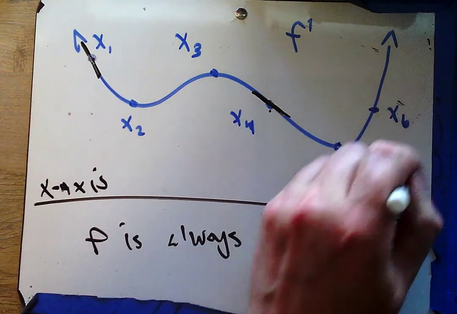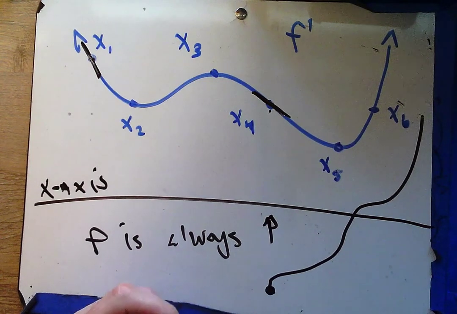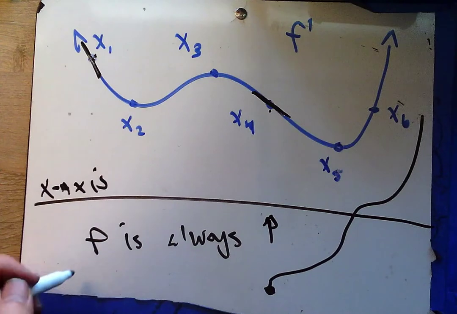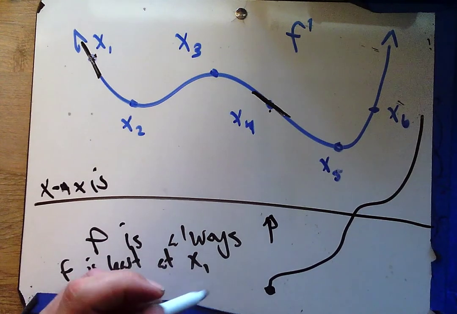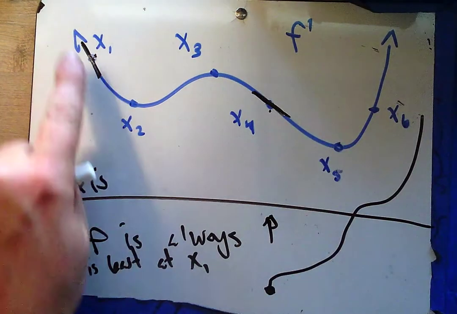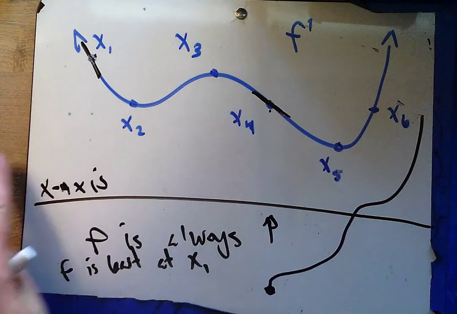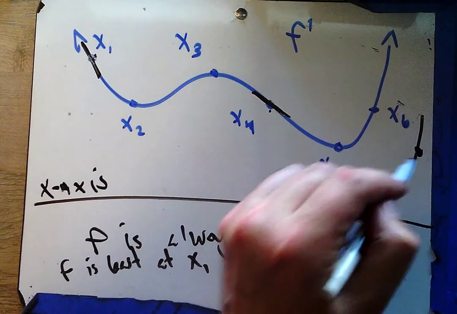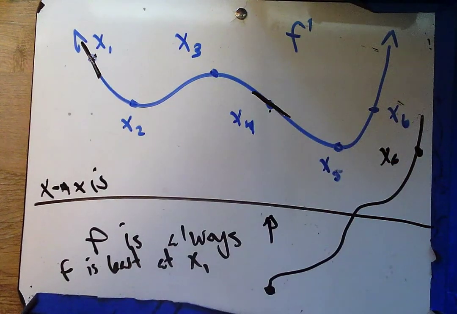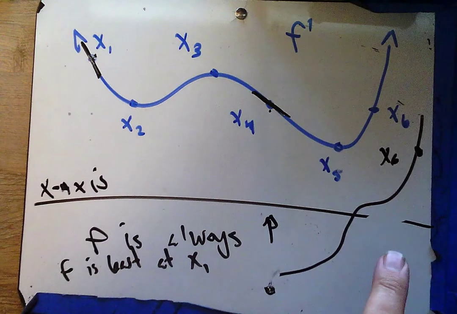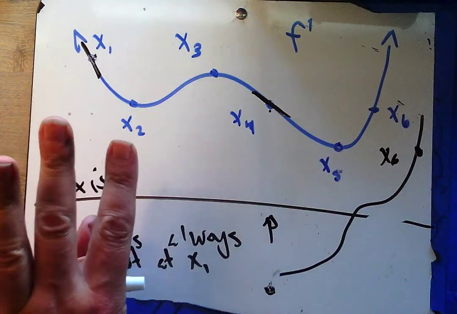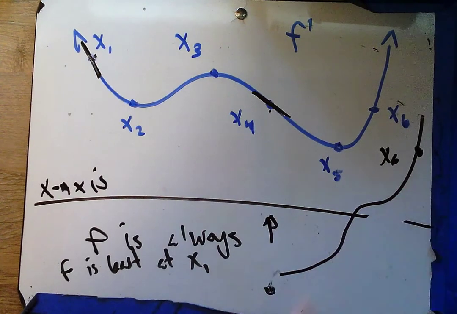So if f is increasing, then the smallest f point is over here at x sub 1. F is least at x sub 1. And because f prime is always above the x-axis, over here at x sub 6 we must have f being greatest. Because f is always increasing, the point furthest to the left is least, and the point furthest to the right is greatest.